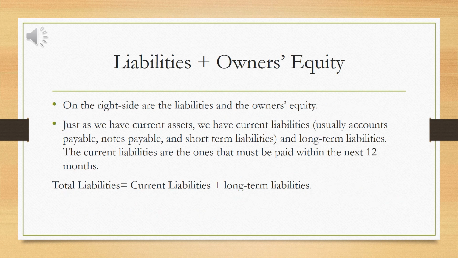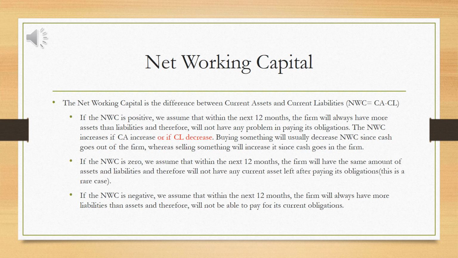On the right side are the liabilities and the owner's equity. Just as we have current assets, we have current liabilities, which are usually accounts payable, notes payable, and short-term liabilities, and long-term liabilities. The current liabilities are the ones that must be paid within the next 12 months. Total liabilities equal current liabilities plus long-term liabilities. The net working capital is the difference between current assets and current liabilities, as in net working capital equals CA minus CL.